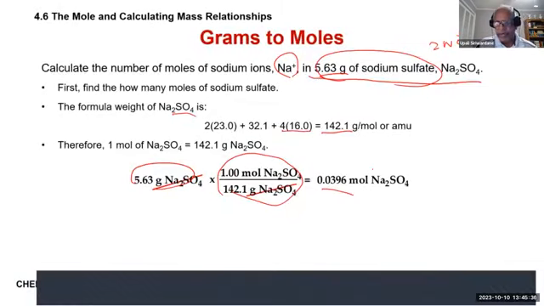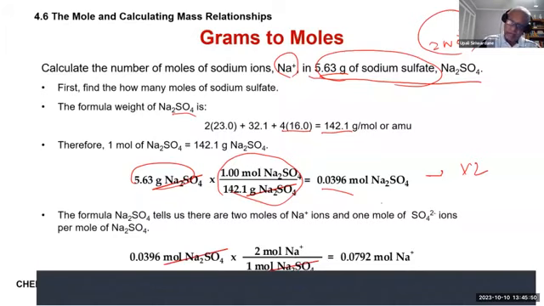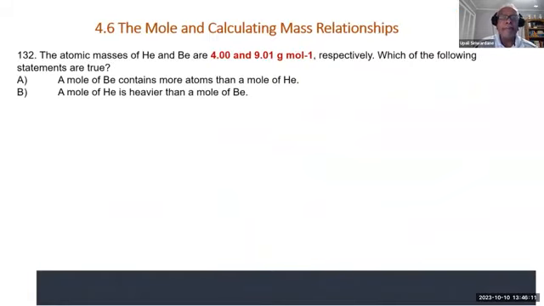This is the grams we got, 5.63, divided by formula mass, 142. You get the moles of sodium sulfate, and there are twice as many moles of sodium in the ions. Therefore, it's going to be 0.0396, and multiplied by 2, you get that number. 1 mole of sodium sulfate has 2 moles of sodium. That's the conversion factor. That's how you calculate formula mass and get the moles.